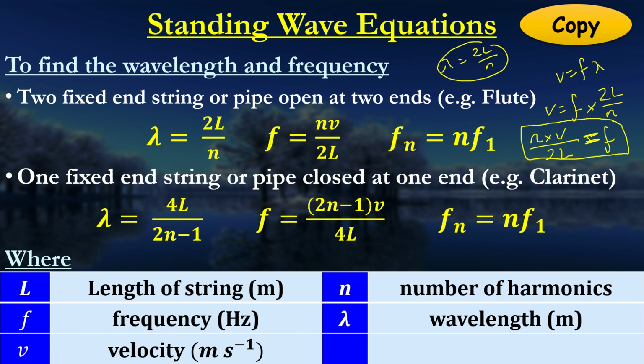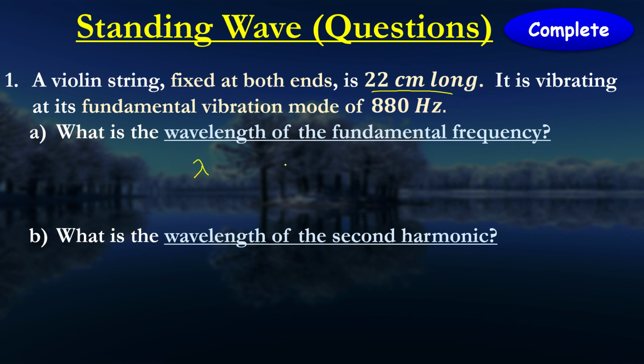Let's just go back to our formulas. We know what these all are. Okay, so that's the equation we use. F equals nV over 2L. Okay, so our fundamental frequency, n is equal to 1.